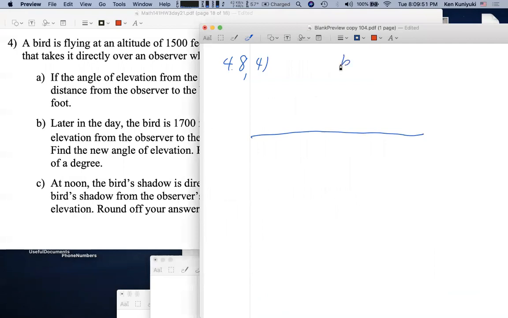So here's the bird. I'm not even going to try to draw a bird. You'll laugh at me more. All right, here's the bird. This is the altitude. It's not this, right? It's the straight vertical altitude. So this here is 1,500 feet. Right off the bat, a lot of people don't know what the altitude is. The altitude is the straight vertical distance from the horizontal, 1,500 feet. This makes a right angle. Now the observer, this is not to scale, but the observer is over here.